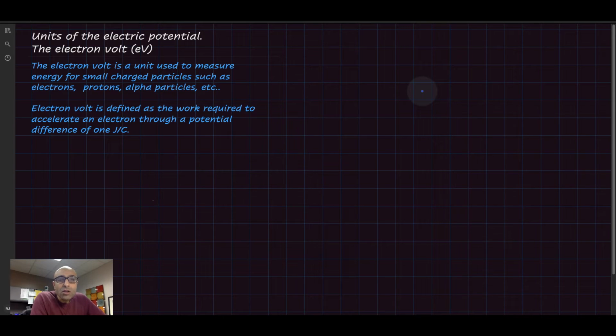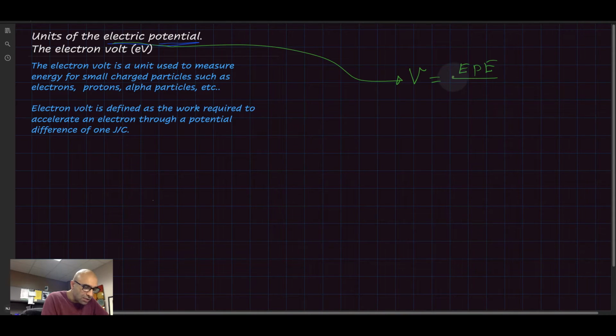Hey everyone, we talked about the electric potential a lot and its relation to the electric potential energy. We never talked about its unit in a specific way. We said the electric potential V is equal to the electric potential energy divided by the test charge Q. This is in joules and this is in coulombs, so the units should be what? Joules per coulomb, but we never gave the joules per coulomb its own derived unit.